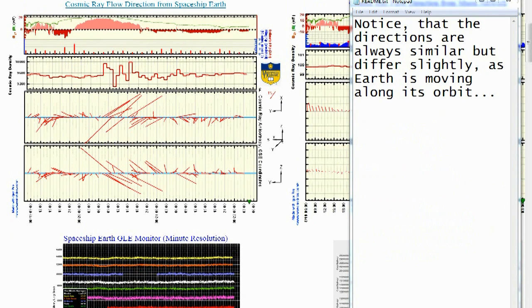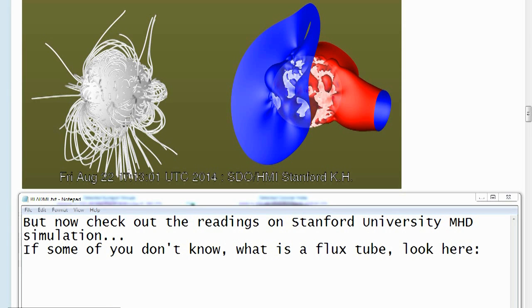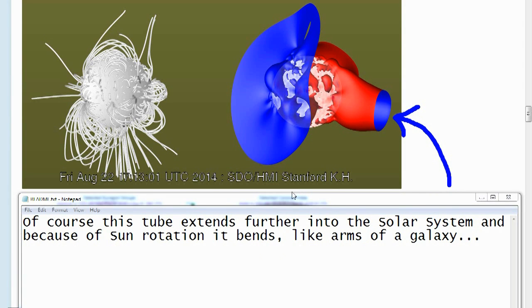Notice that the directions are always similar, but differ slightly as Earth is moving along its orbit. But now check out the readings on Stanford University MHD simulation. If some of you don't know what is a flux tube, look here. Of course, this tube extends further into the solar system and because of sun rotation, bends like arms of a galaxy.